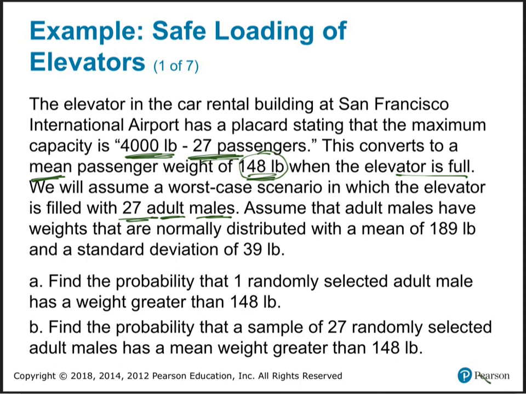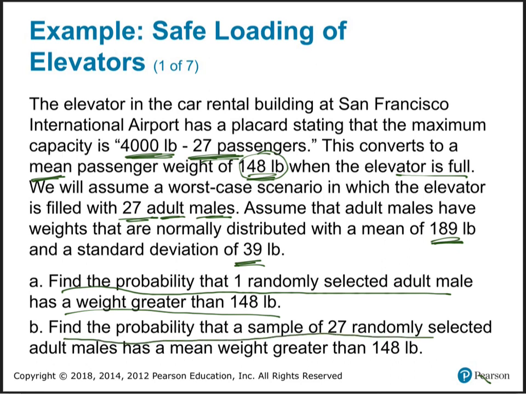Assume that the adult males have weights with a mean of 189. That's the average weight. Standard deviation 39 pounds. Find the probability that one adult male has a weight greater than 148. And then, part B, find the probability that 27 randomly selected adult males have a mean weight greater than 148.